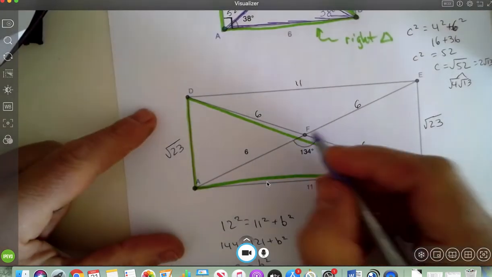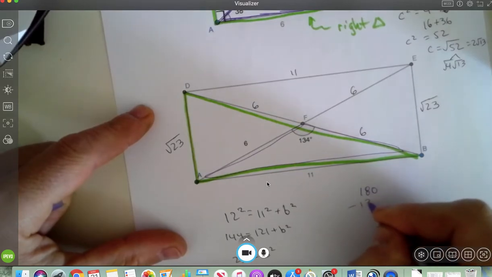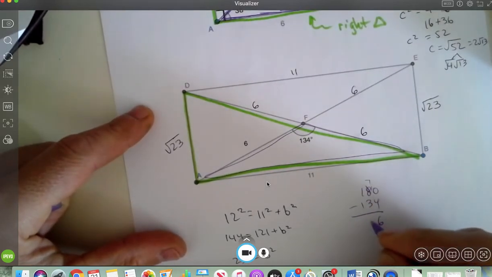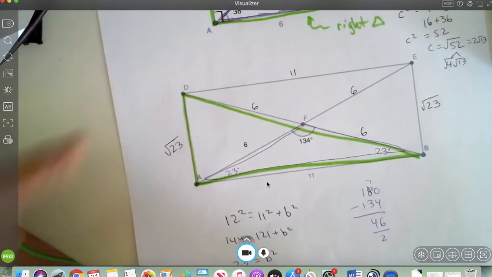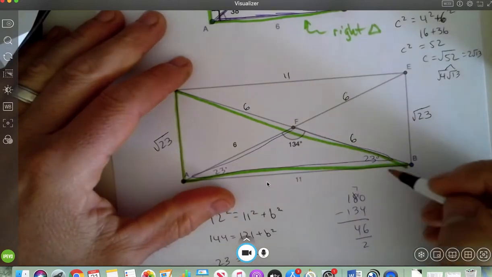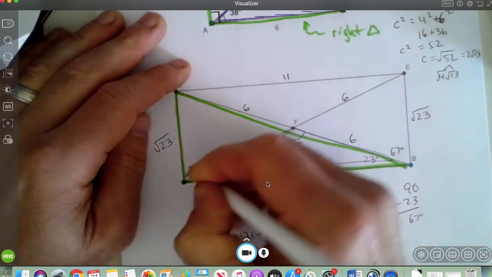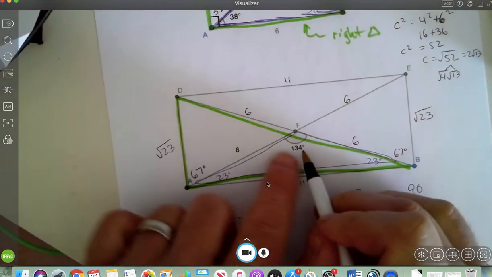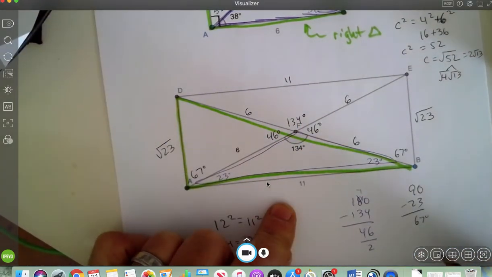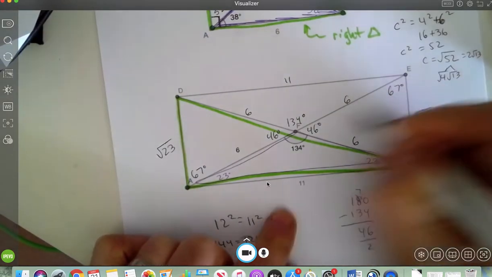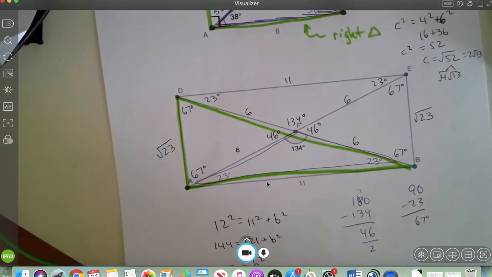Let's see. 134 is that. I'm going to use this isosceles triangle. 180 minus 134 is 46. Cut it in half, so I get 23 and 23. How do I get the rest of my angles? Well, I'm going to use that this is a right angle, and then I'll know that that's 67. 90 minus 23 is 67 degrees, and that's 67. I could do 180 minus 134. That tells me that's 46 degrees, and 46 and 134. Isosceles triangle, so that's 67, that's 67. Right? 23, 23. I just find all my missing measures after I get that.